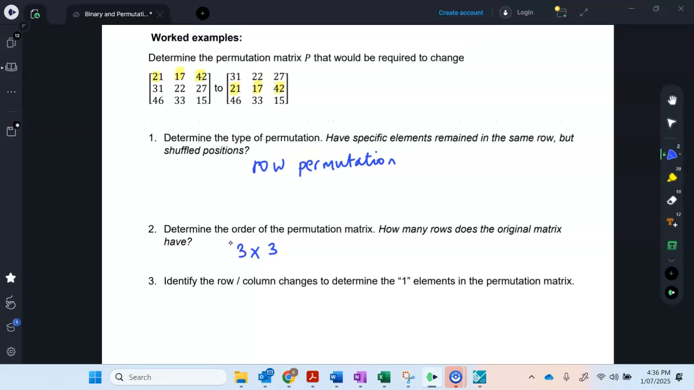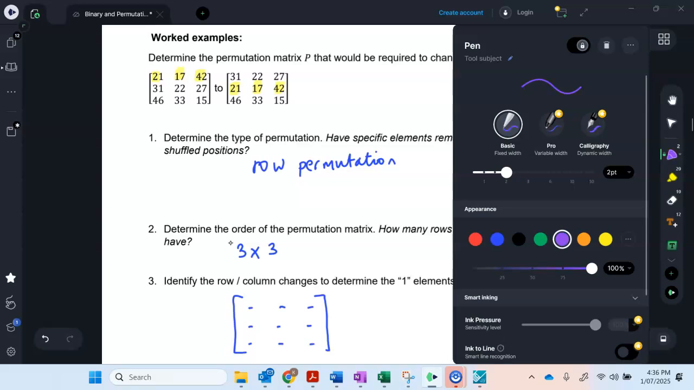All right, so we've got a 3 by 3. You can think about what that's going to look like. 3 rows, 3 columns. Now we've got only 1s and 0s. All right, so we know that.